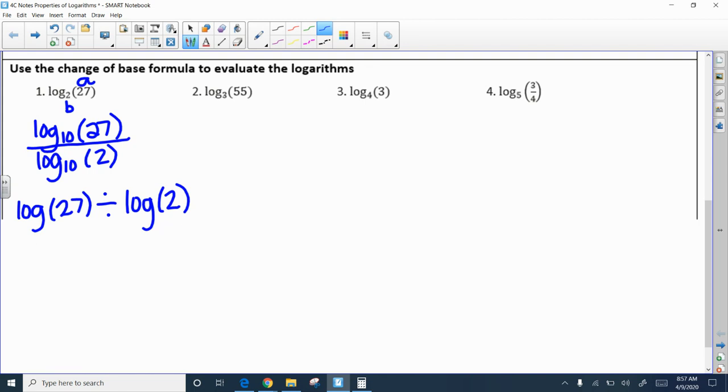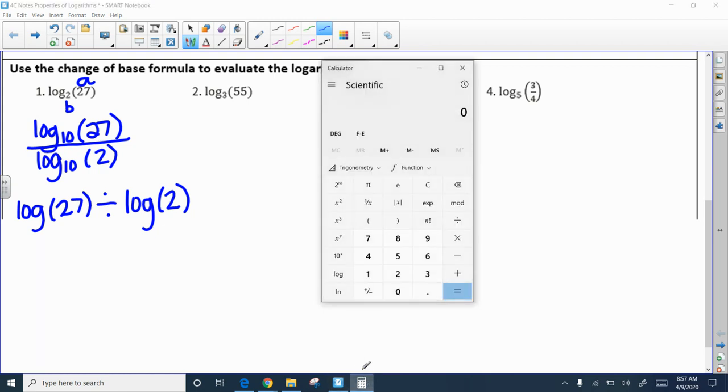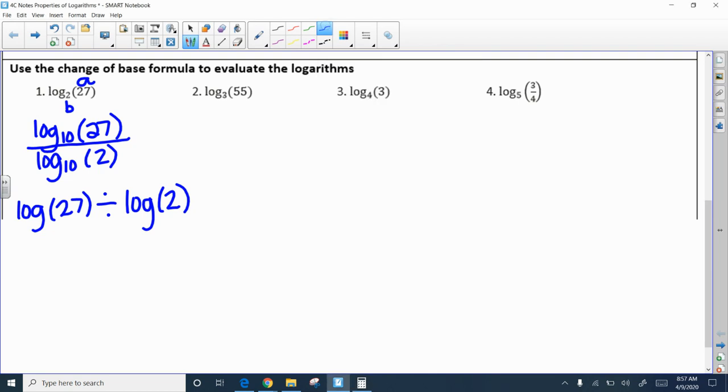All right, so I'm going to show you what it looks like on this calculator. You'll need some kind of scientific calculator that does logarithms, but you might just have to figure out how to enter it in your calculator. So I'm going to do log of 27 and then divided by log of 2. And when I hit equal, that's my answer. So it's approximately 4.75.